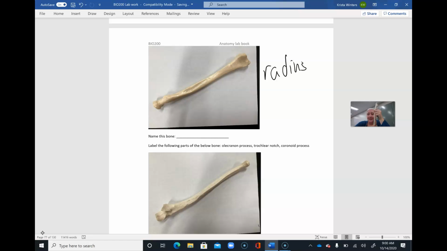This then is the ulna. The ulna, a lot of people make mistakes in these.